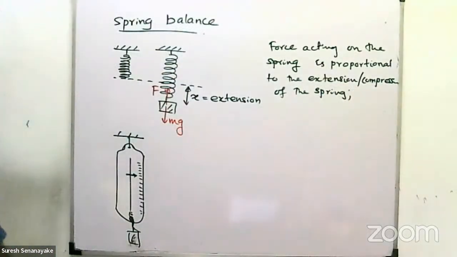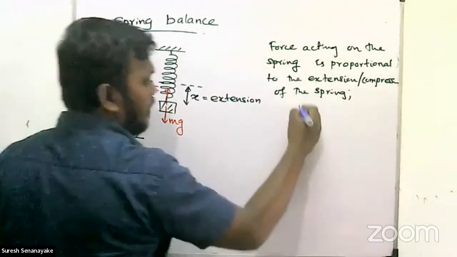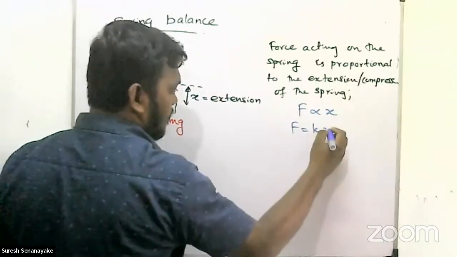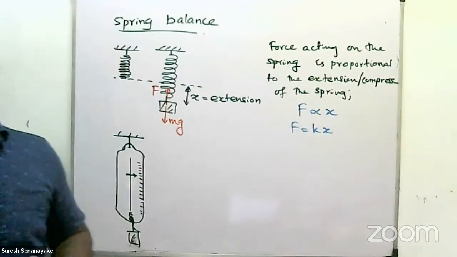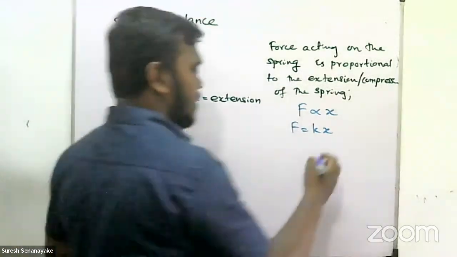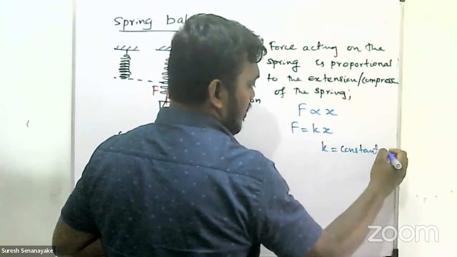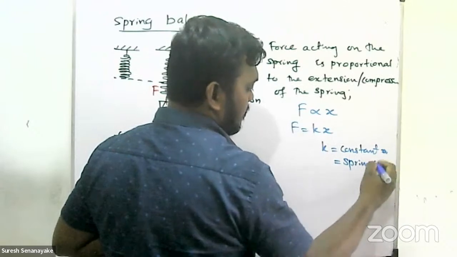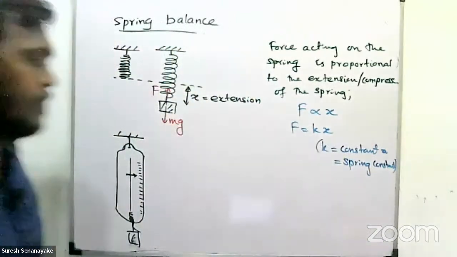So here in the mechanics part, we will discuss this more theoretically later. F is proportional to x. To remove the proportionality sign, you need to use the letter k. That's a constant. It's actually called the spring constant. It's a constant for a given spring.